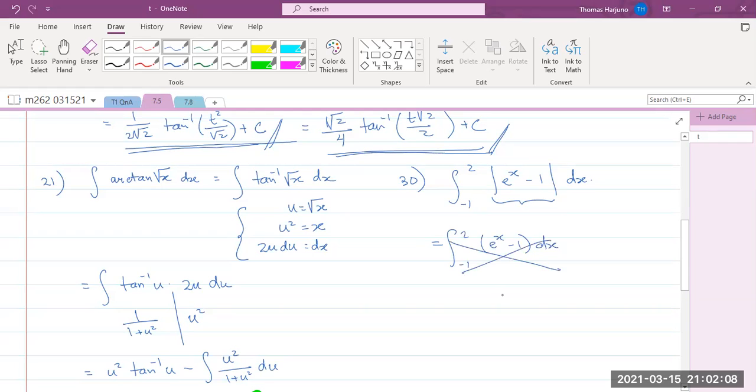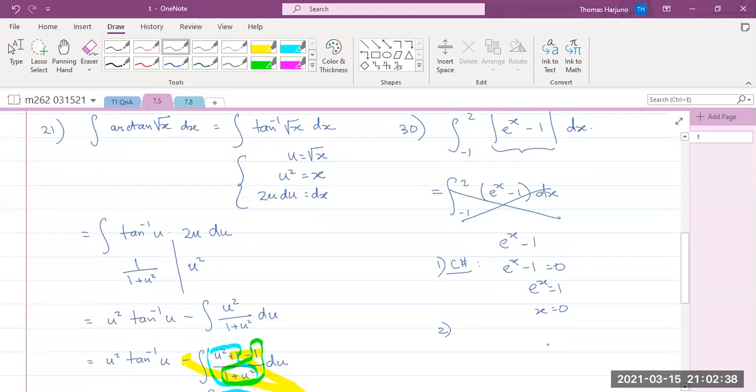You need to first look at that e to the x minus 1. When will that be positive? When will that be negative? So do the sign graph. Step 1, the critical number: e to the x minus 1 equals 0, e to the x equals 1, so x equals 0. Step 2, the sign graph. It will be positive on the right-hand side. It will be negative for x less than 0.